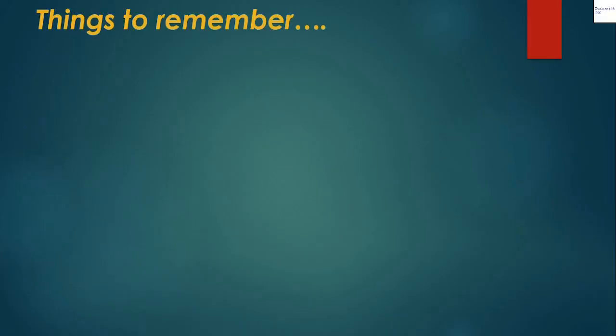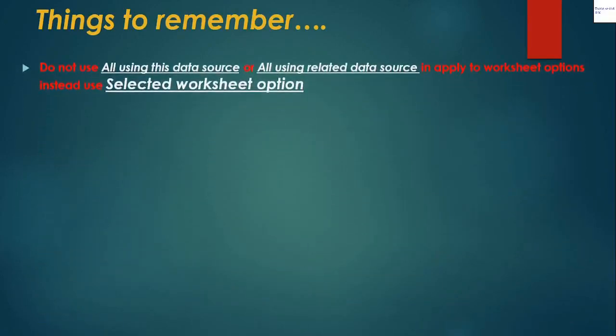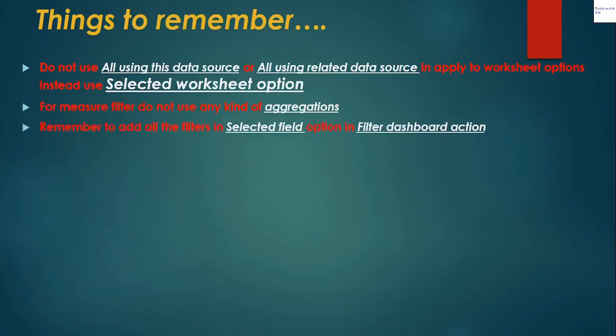All right, then there are a few things to remember while creating a reset button. The first one is do not use all using this data source or all using related data sources in the apply to worksheet options. Instead of that, use the selected worksheets option. The next one is for measure filters, do not use any kind of aggregation such as minimum, maximum, sum, average. The next thing is remember to add all the filters in the selected fields option while setting up a filter dashboard action. And the next one is reset filter does not work for the wildcard match filter option.